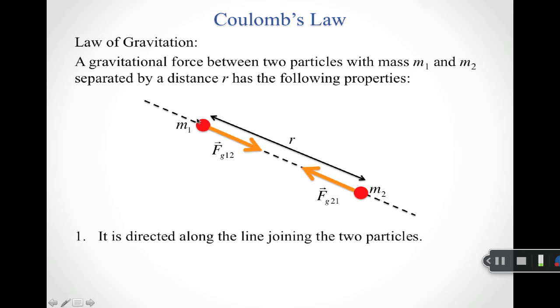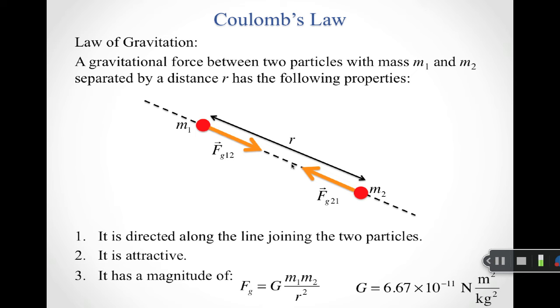So A, it's going to be directed along the line joining the two particles. So notice that here's mass 1, here's the force, the gravitational force felt by mass 1 caused by mass 2. Here's mass 2, here's the force, the gravitational force felt by mass 2 caused by mass 1. So notice that I'm really drawing two free body diagrams here. One for mass 1 with its force that it feels, one for mass 2 with the gravitational force that it feels. And both of those forces lie along the line that's connecting those two masses. It's attractive. Gravitational force is always attractive.